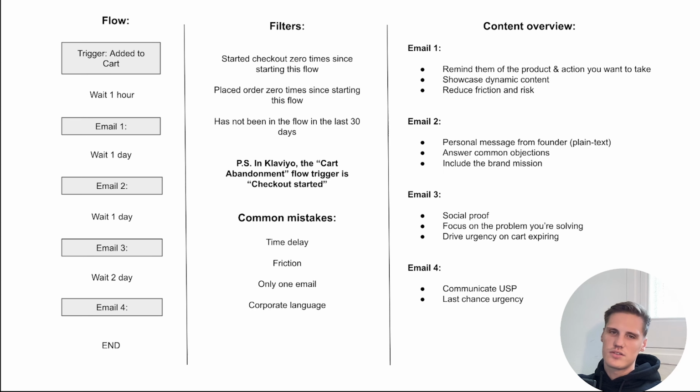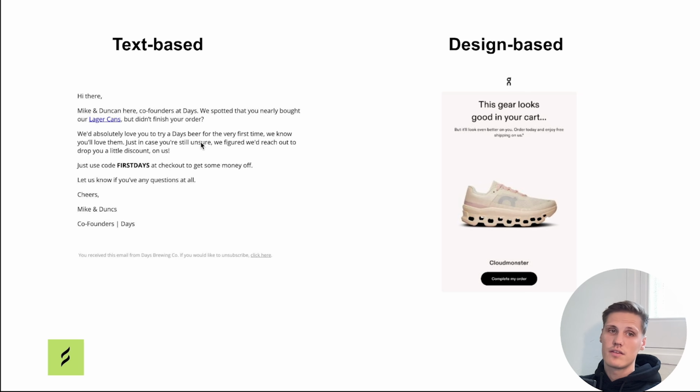So again, examples. So here you have text-based again. So as I mentioned, very personal. So this is an email from the founders, and you really just focus on the action that you want them to take, finishing your order and linking to the product. And here they have also had a discount code. Personally, I wouldn't do that in the first email. You can try that in like the later emails, but that's up to you.